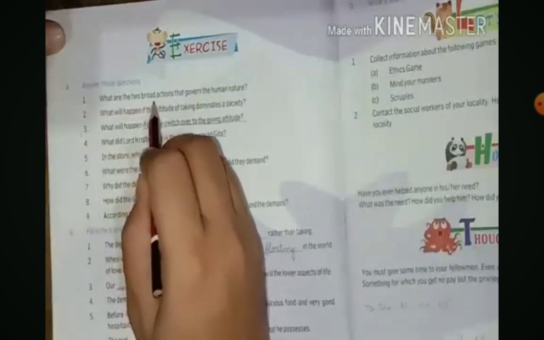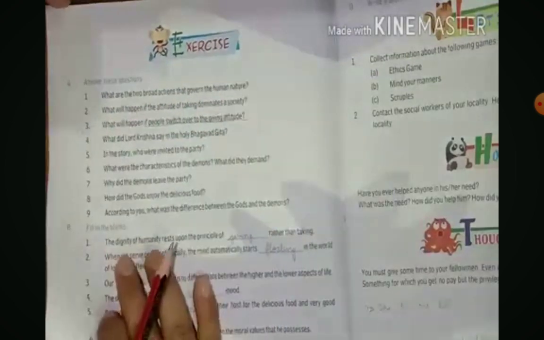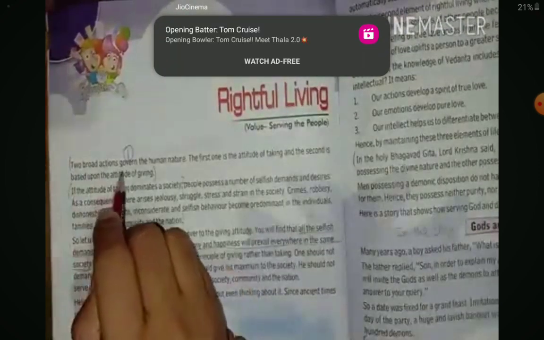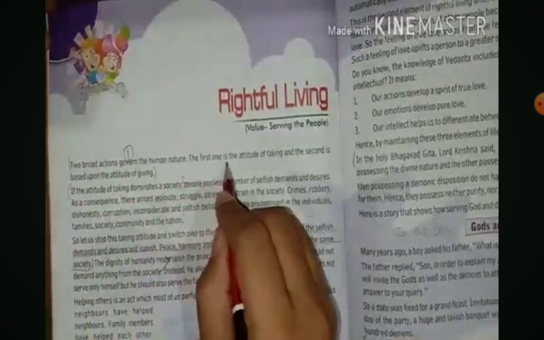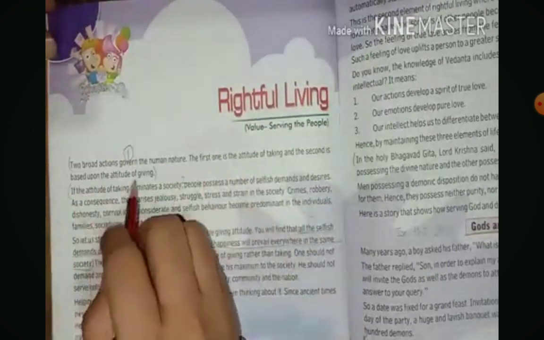What are the two broad actions that govern the human nature? And we will write the answer here. The two broad actions that govern the human nature: the first one is the attitude of taking, and the second is based upon the attitude of giving.